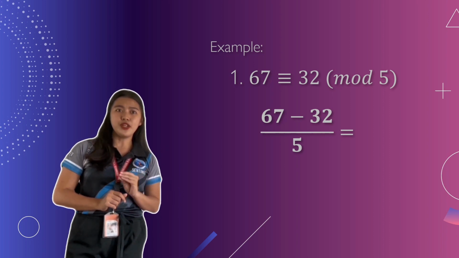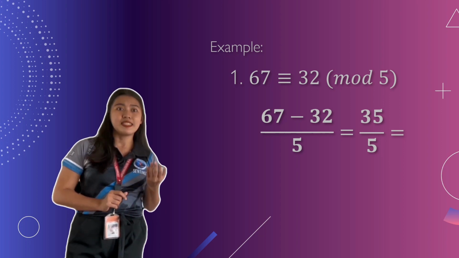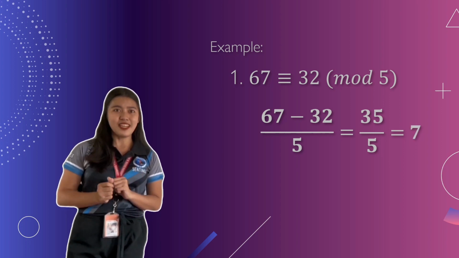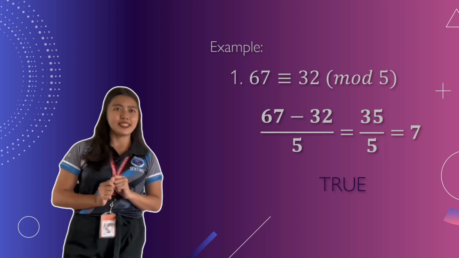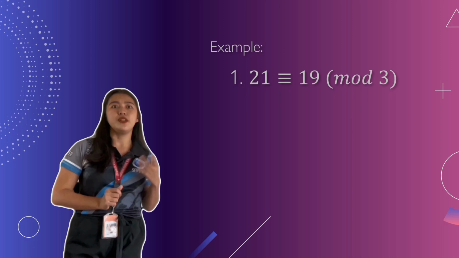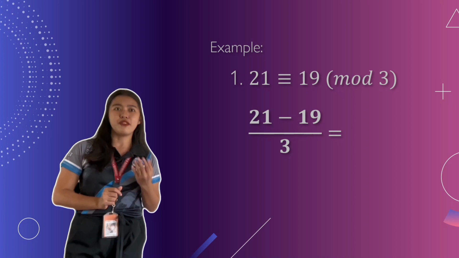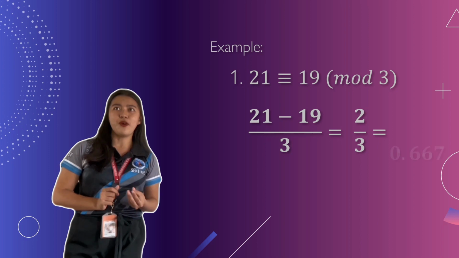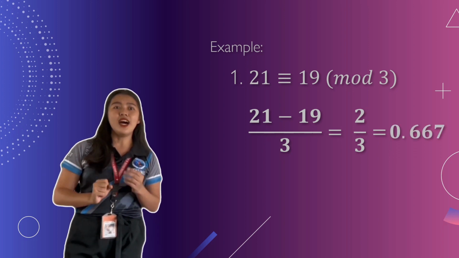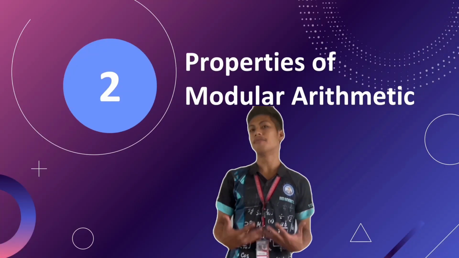So 67 minus 32 is 35. 35 divided by 5 is 7. As we can see, 7 is an integer. Therefore, 67 is congruent to 32 modulo 5. Now let's go to the second example. 21 is congruent to 19 modulo 3. So 21 minus 19 divided by 3 is equal to 2/3. So 2/3, or 0.666667, is not an integer. Therefore, it is false.